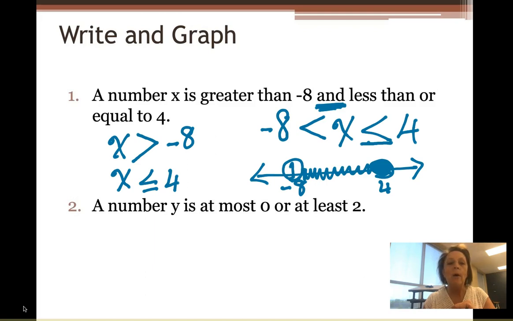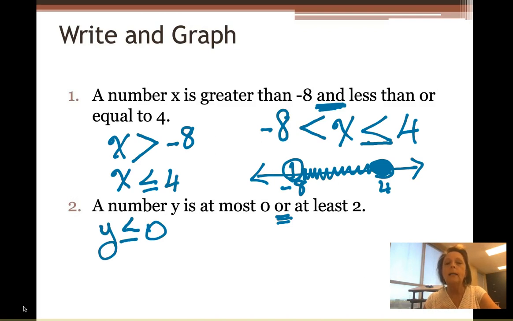Okay, now a number y is at most 0 or at least 2. Now this is an or. So I can write two separate inequalities with the word or. Let's write our first one. Y is at most 0. At most, that means 0 is my top number. So y has to be everything that's less than that. So y is less than or equal to 0.